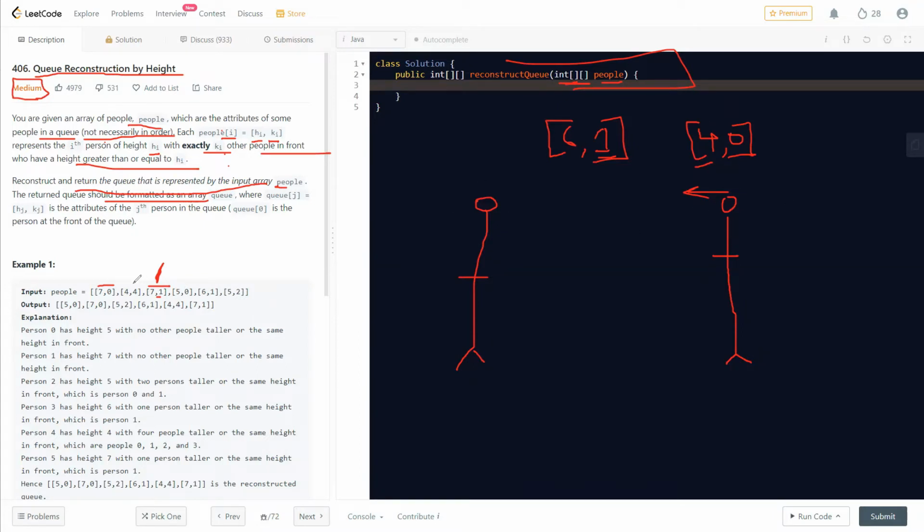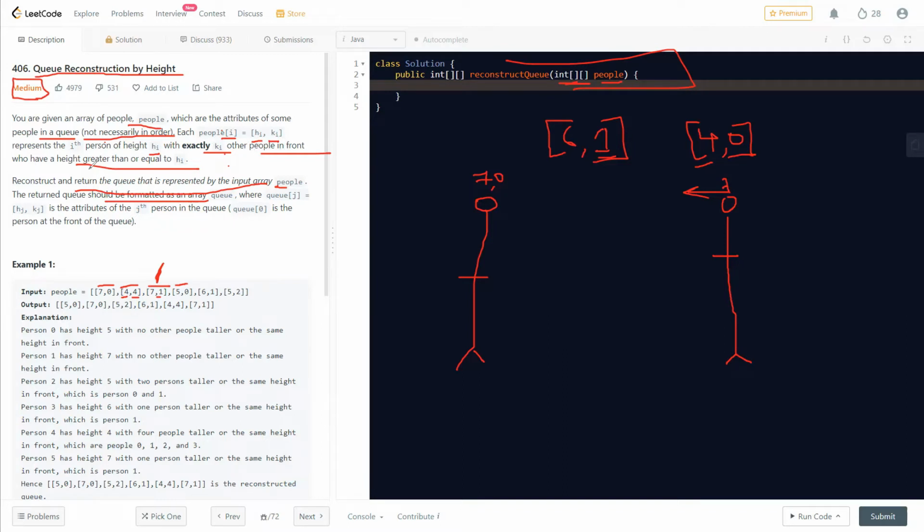And then we find this 4-4. That basically means this person has a height of 4, and there are 4 persons standing before him whose height is greater than or equal to 4. Next, we see 5-0. If 5-0 is there, this person has a height of 5 and no other person is standing before it. And it also shows that this person has a height of 7 and no other person is standing before him, right? So no other person standing before him on 7 basically means no other person has a height greater than or equal to 7.